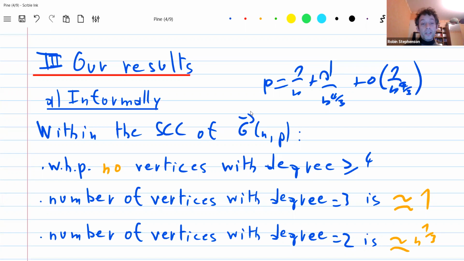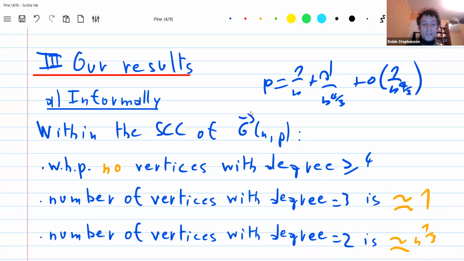But in a strongly connected graph, you don't have vertices with degrees 0 or 1, because you always need at least one edge which goes out and one edge which goes in. So this means all our vertices have degree 3 or 2. And we have good estimates on what happens with those. So the number of vertices with degree 3 is about of order 1. So I don't mean it's close to 1, I mean it's of constant bounded order. And the number of vertices with degree 2 is of order n to the power 1/3. So much bigger in a sense.